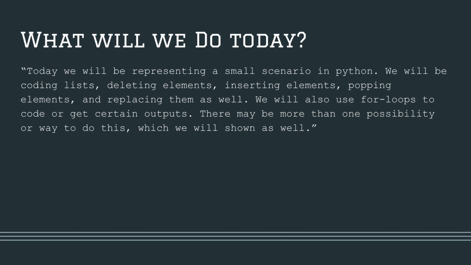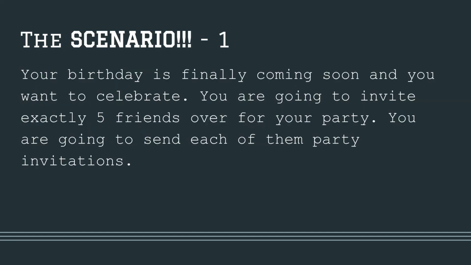So each of these scenarios are connected to each other, but we're going to do one scenario at a time. We're going to code them one by one. Let's see what our first part of the scenario is. Scenario 1. Your birthday is finally coming soon, and you want to celebrate. You're going to invite exactly 5 friends over for your party. You're going to send each of them party invitations. Let's code this.